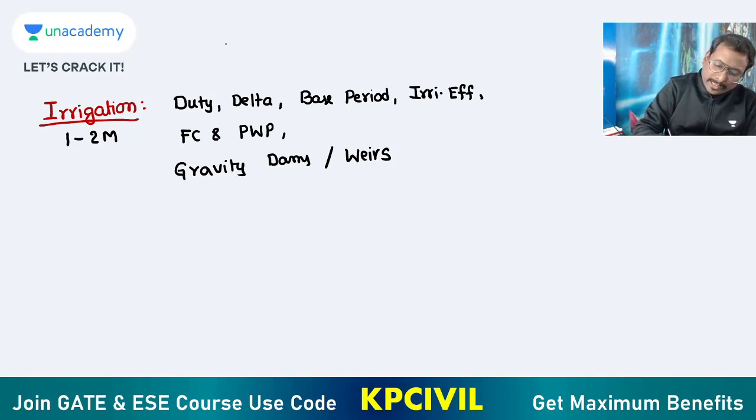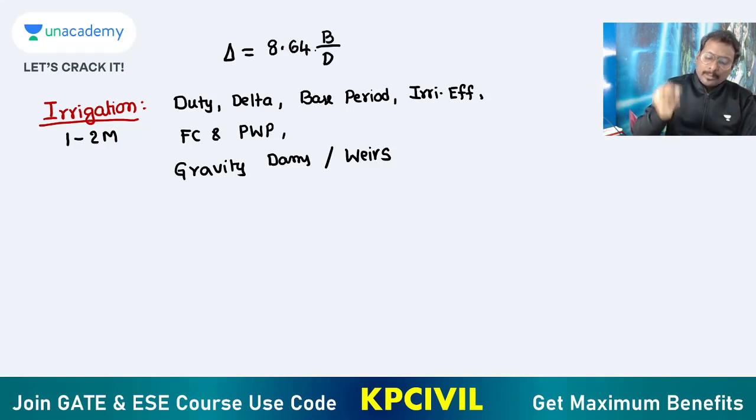One formula, duty delta base period: delta is equal to 8.64 B by D. Simple formula. You will get the delta value. Is it not? Simple formula only.